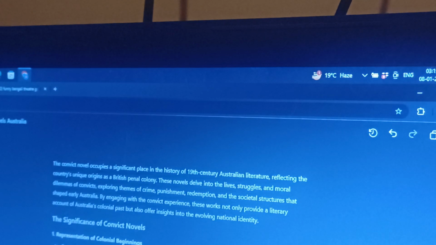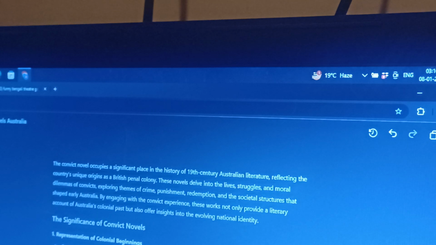The significance of convict novels in Australia. The convict novel occupies a significant place in the history of 19th century Australian literature, reflecting the country's unique origins as a British penal colony. These novels delve into the lives, struggles, and moral dilemmas of convicts, exploring themes of crime, punishment, redemption, and the societal structures that shaped early Australia.